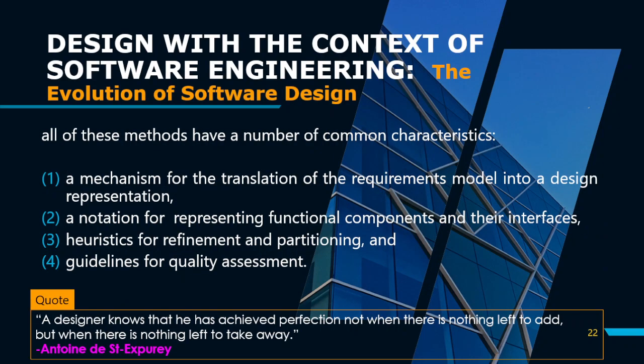All these methods we came across might have a few common characteristics. So what are those? The first is a mechanism for the translation of the requirements model into a design representation. The second is a notation for representing functional components and their interfaces. The third is heuristics for refinement and partitioning, and the fourth is guidelines for quality assessment. Almost all the models which we came across contain these four characteristics.